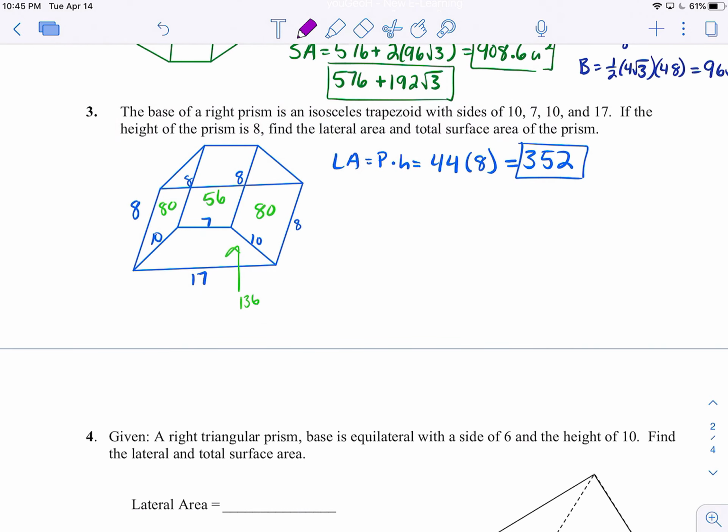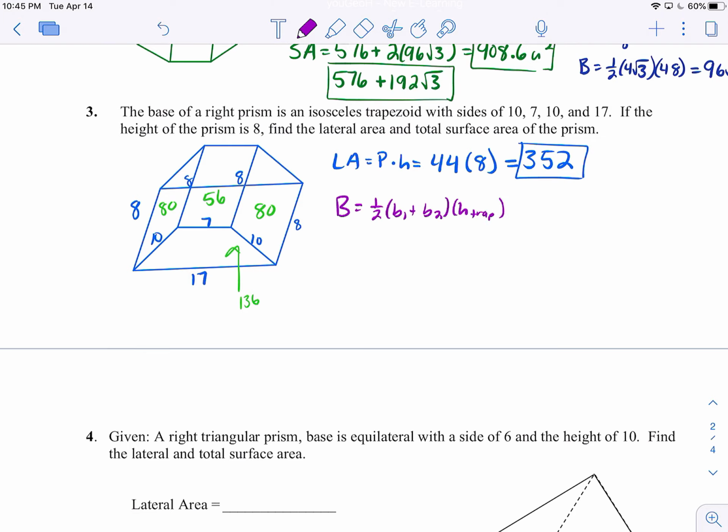Okay, so we've got our lateral area. Now we need to figure out the area of this base. So this base, it always is specific to what shape you have. So this is a trapezoid. So remember, our formula is 1/2 base 1 plus base 2 times the height. The height in this case, we want to be careful, is not the height of the prism, it's the height of the trapezoid.